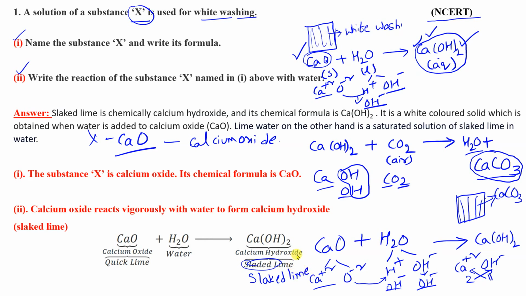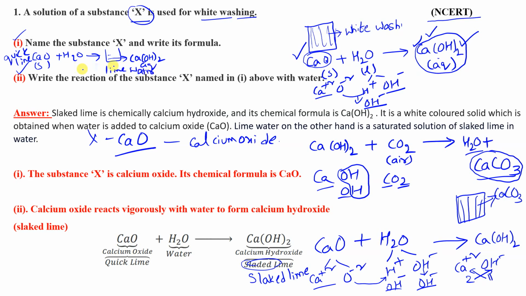Now we must know the difference between slaked lime, lime water, and quick lime. Now let's see this. Solid CaO is said to be quick lime. Very simple. Quick lime means a solid substance. When you add it to water, calcium oxide with water gives calcium hydroxide. So we have calcium hydroxide in an aqueous state. It is called lime water.